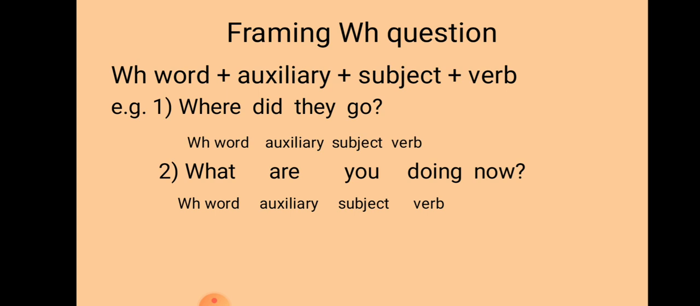Another example, what are you doing now? Here, the WH word is what, are is the auxiliary, you is the subject, and doing is the verb. And other things come after the verb. So in this way, we can see that the WH word comes first, then the auxiliary, then the subject, and then the verb, and then other things in the sentence.